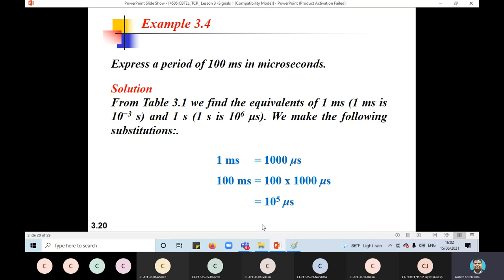Otherwise, you can further do it. In nanoseconds, how do we convert this? If I ask you to write 100 milliseconds in nanoseconds, how much will you get? 1 millisecond is 1000 microseconds, 1000 times 1000 nanoseconds. That means 1 millisecond is 10 to the power 6 nanoseconds. So you get 10 to the power 6 times 100, and you get another 10 to the power 2 here. So altogether it becomes 10 to the power 8 nanoseconds. So 100 milliseconds is 10 to the power 8 nanoseconds, but in microseconds, it's 10 to the power 5.